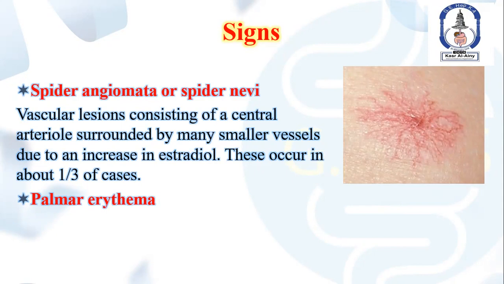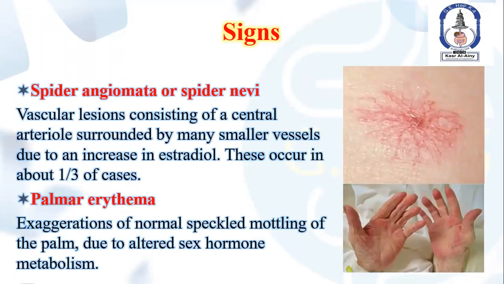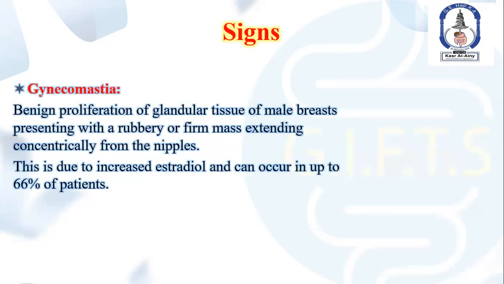The second most common sign, of course, is palmar erythema. Palmar erythema is erythema and exaggeration of a speckled mottling pattern of the palm with a central pallor. It must have a central pallor, because if all the palm is erythematous, it is not called palmar erythema. It's of course due to alteration of sex hormone metabolism. As we can see here, there is excessive speckling and excessive erythema in the thenar, hypothenar, and bases of the fingers, with central triangular pallor in the middle of the palm. This is the palmar erythema.